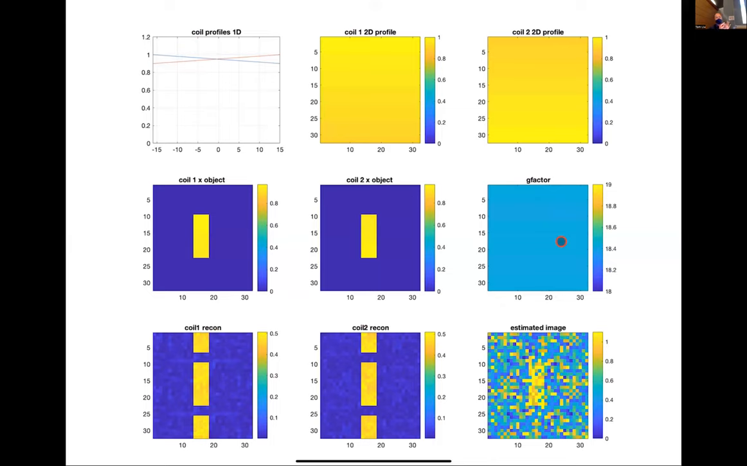So when people are designing these coils, this becomes one of the most important things: they want to design the coils such that the coils don't overlap so much. Because if each coil sees the same thing, then you can't really undo that sum process. You have to have enough coil diversity such that the coils see enough different views of the object such that you can undo that summation. Okay. So the main thing is we can go faster if we have more coils, but we need to make sure those coils have the right amount of overlap. All right.